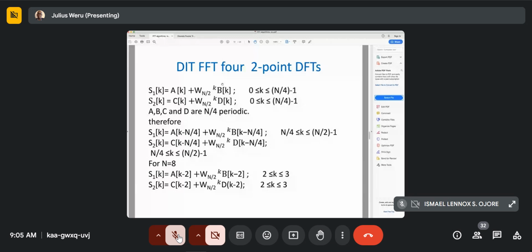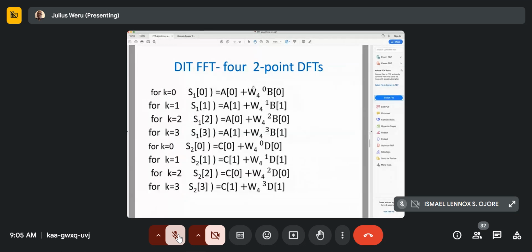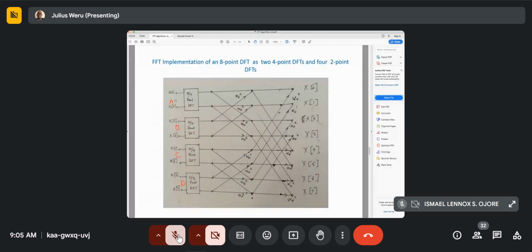What we have done here, we are saying that you can separate the 4 point DFT into 2 point DFTs. And that's what we are doing here. Now you can see from our drawing here, we have used A, B, C, D instead of calling S1, S2. So you're combining to get, now to get here, what you are getting here is S0. You want to get S1 of 0, sorry.